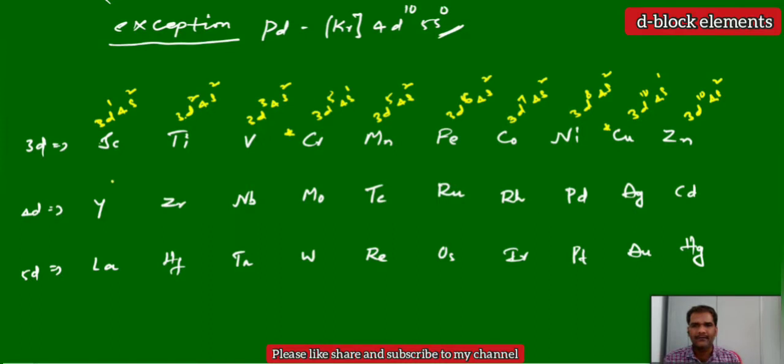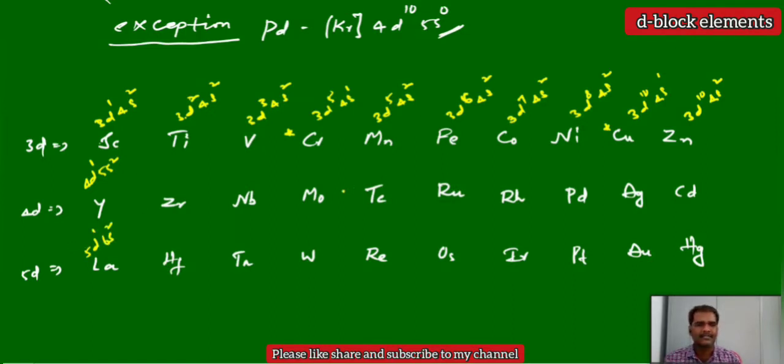Similarly in the 4d and 5d case. For 4d, you can write similar to the 3d series electronic configuration. If you remember the 3d series, you can easily identify 4d and 5d also. For 4d, this is 4d1 5s2. Similarly for lanthanum, in place of 4d, we take 5d1 6s2.